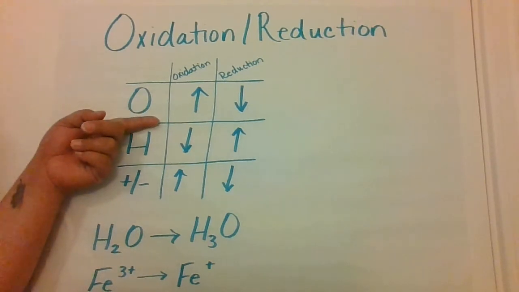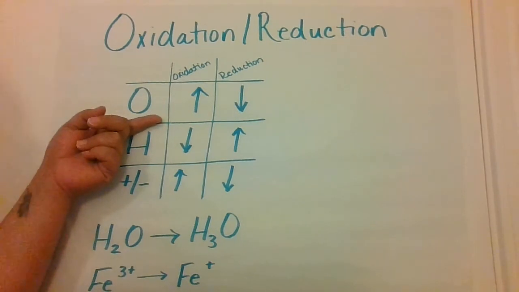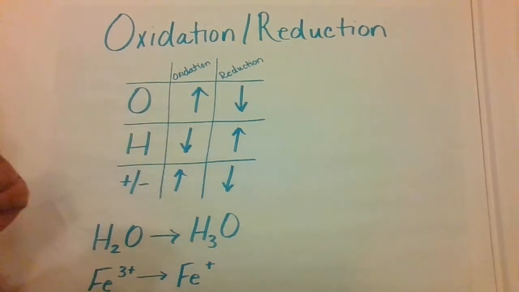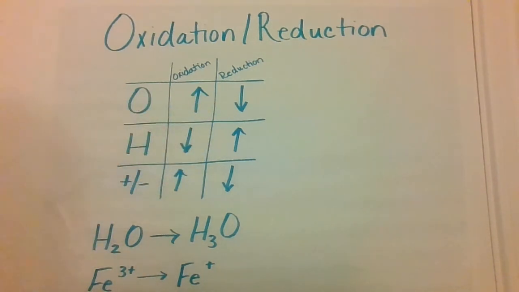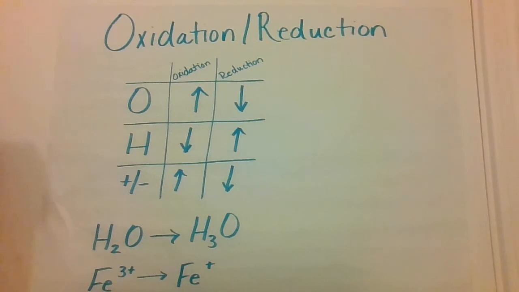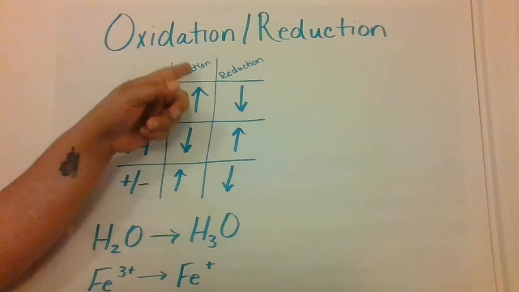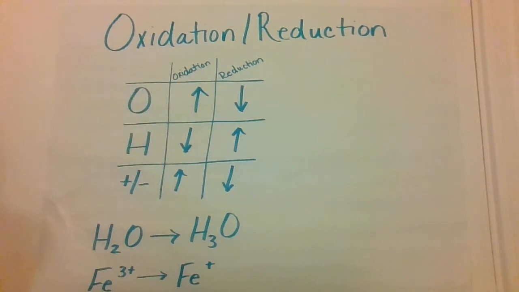So if we're dealing with oxygen and there was an increase in the number of oxygens in my compound, then I know an oxidation has occurred. If it has reduced in oxygen, it has been a reduction. Now, if we think about oxygen, if something has had oxygen added, it has oxygenated. So think about it, it is under this oxidation column.